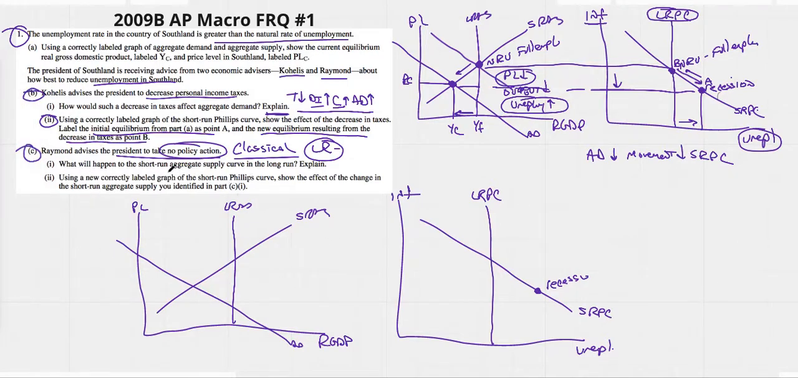Now, we answered these kinds of questions for aggregate demand and aggregate supply in the same way every time. Classical view thinks wages and prices are flexible. So if we're in a recession, what was this? Price level C, YC. This is YF, or full employment. The classical view thinks wages and prices are flexible.